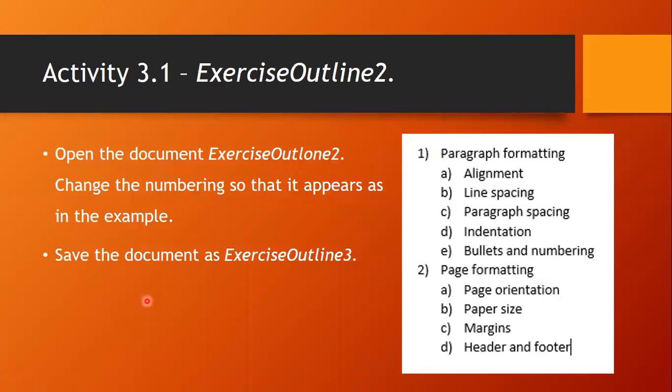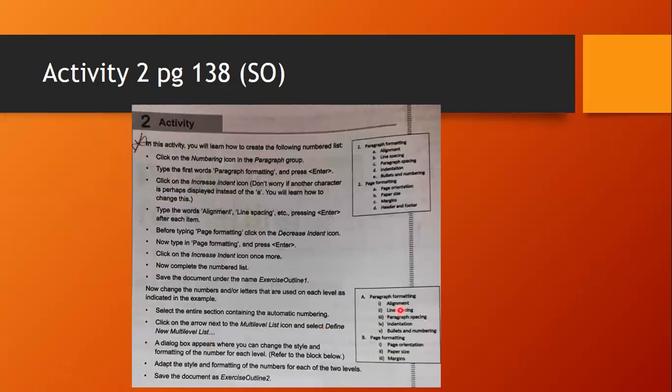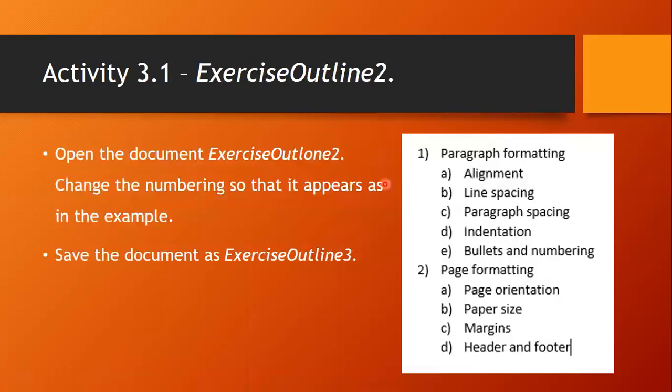Okay, then the third activity you're going to do here, you're going to use the document you'd created, exercise outline 2, and you are going to change the numbering so that it appears as follows. If we look back at one, there we had capital A, Roman numerals I. This one is ones with A, B, C, D, E. Please save this one as exercise outline 3. Please make sure that, just check my spelling mistake, sorry, just fix that for me.